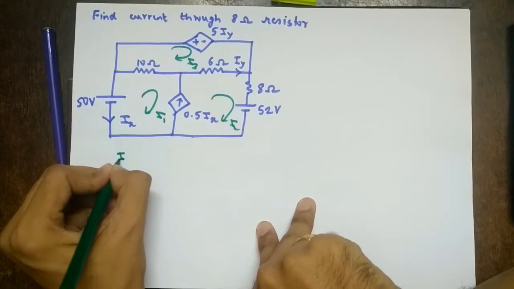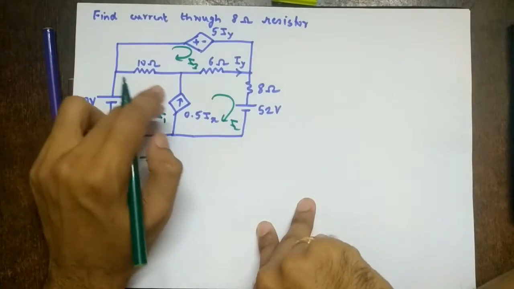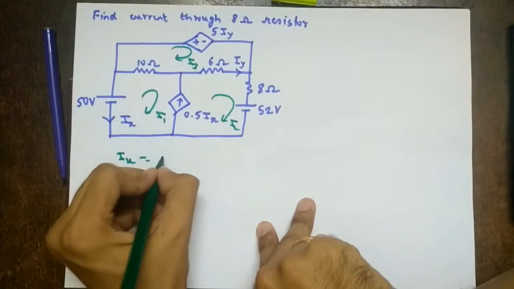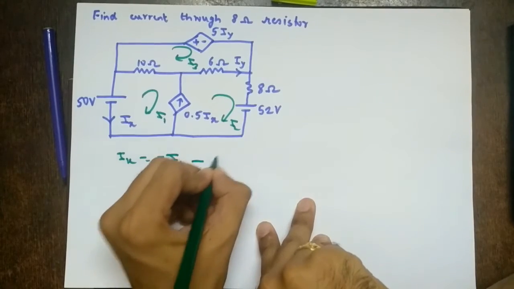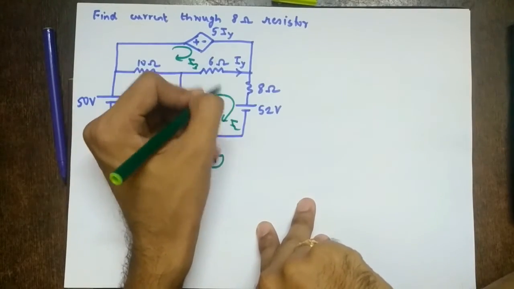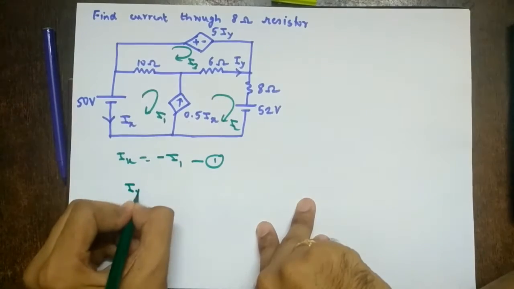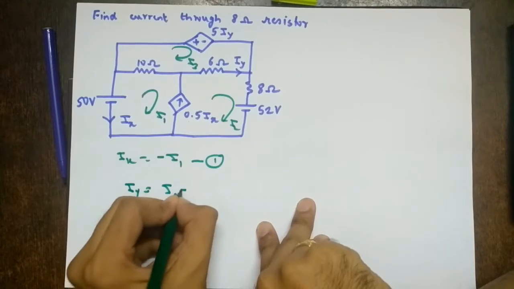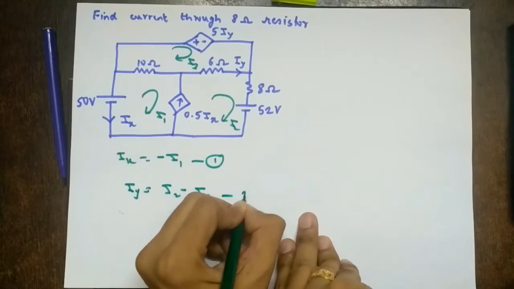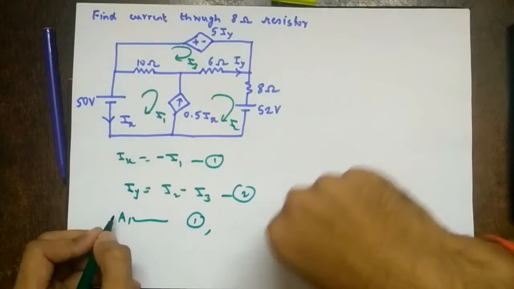So from the network, what will be Ix? Ix is going downwards. But for here it is going clockwise, so it is upwards here. So Ix equal to minus I1. First equation. Similarly, what is Iy here? So it is interfering with I2 and I3. So the same direction is I2. So Iy equal to I2 minus I3. Second equation.